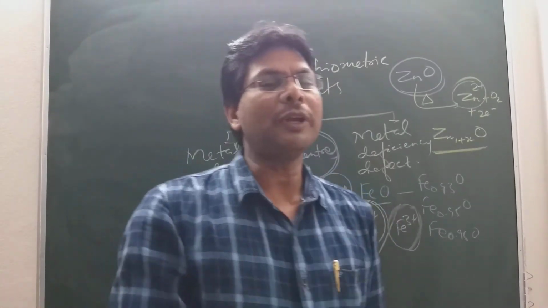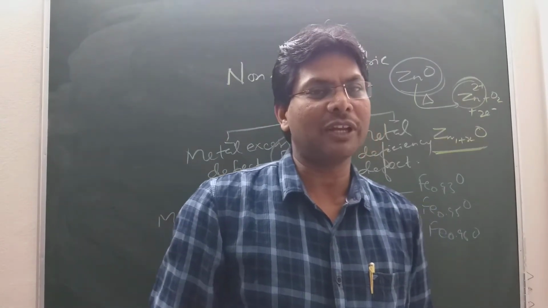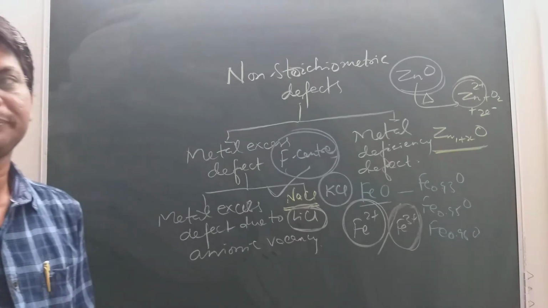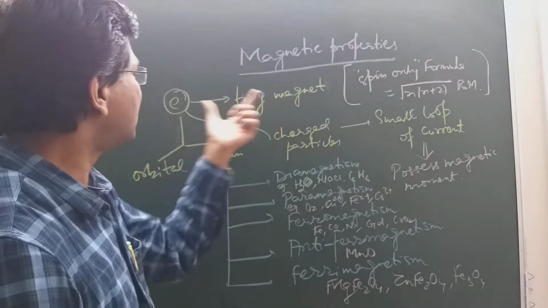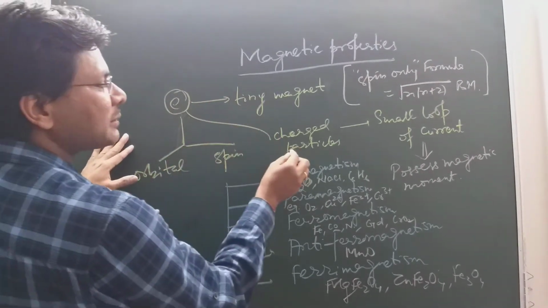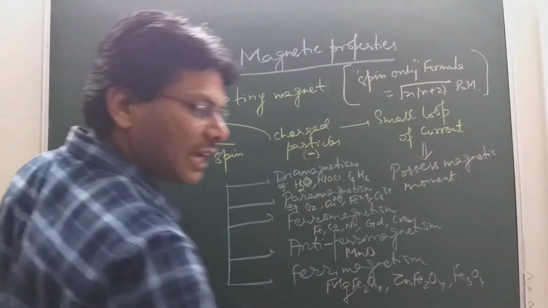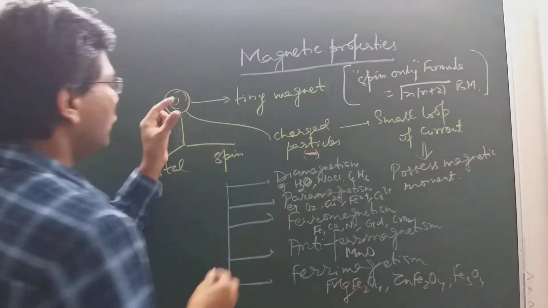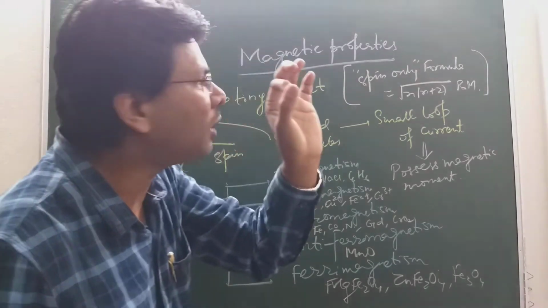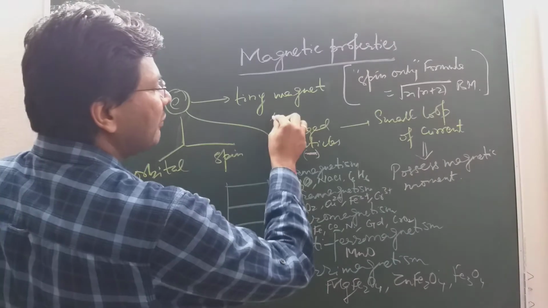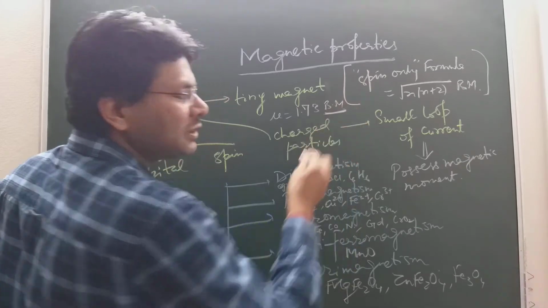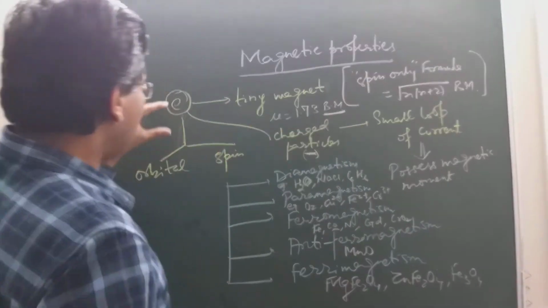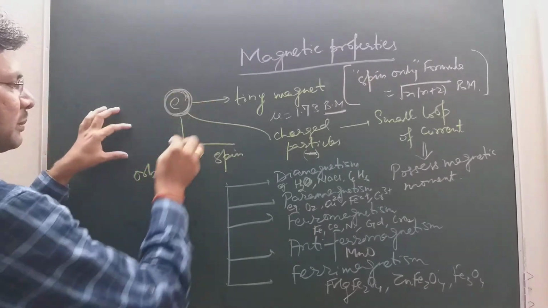So this was the topic of crystal defects. Now one topic is left, that is magnetic properties. So let's begin magnetic properties. The origin of magnetism is the electron. As we know, an electron is a charged particle with a negative charge. So an electron is a tiny magnet, a very small magnet. One unpaired electron gives rise to a magnetic moment of 1.73 Bohr magneton. Bohr magneton is the unit of magnetic moment. Actually the electron has two types of spin.